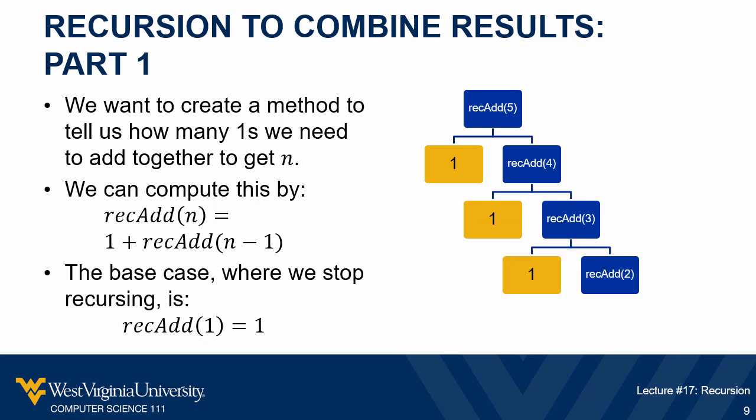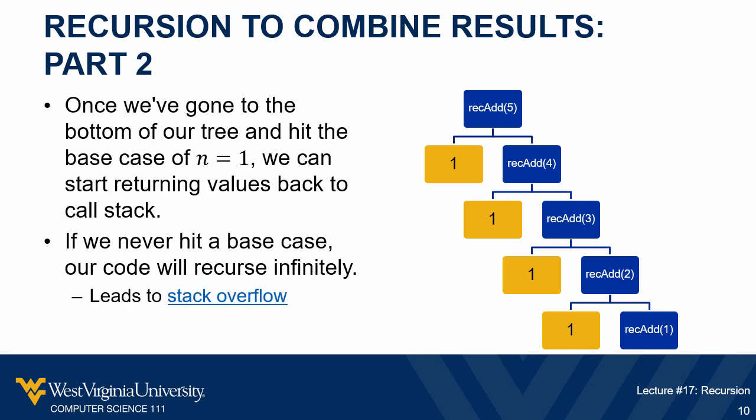So we get 3, and then recadd for 2. We get down to 1 plus recadd of 1. And that's going to be our base case. So with this base case, we're going to return the value that we already know the answer for. So that's going to be 1. And then that's going to work its way back up the chain. So recadd of 2 is going to be equal to 1 plus the result from recadd of 1, or 1.